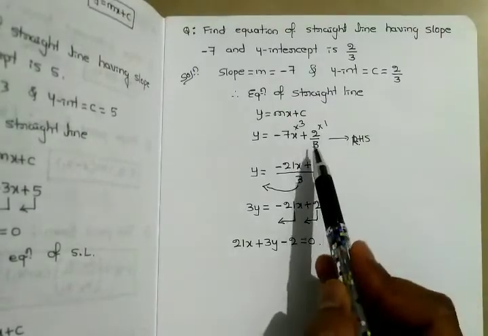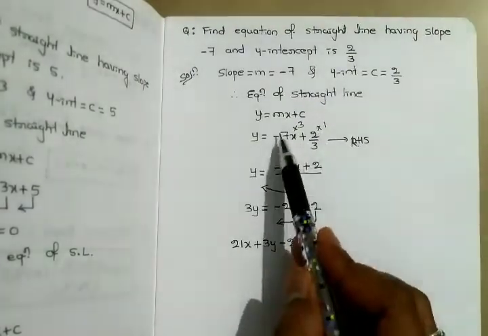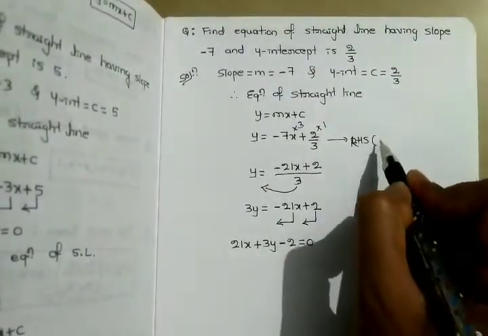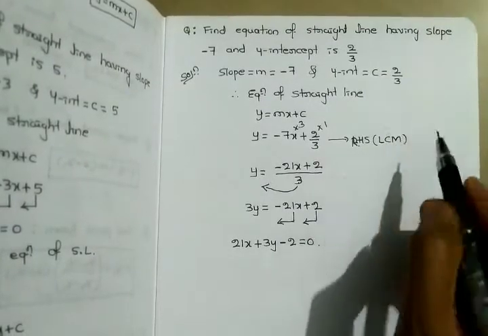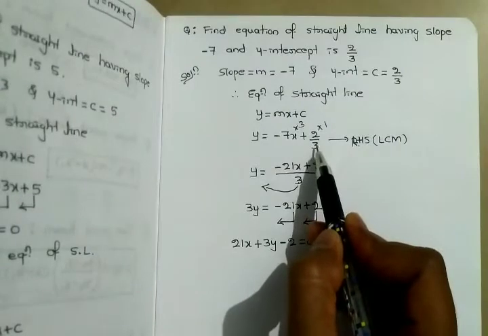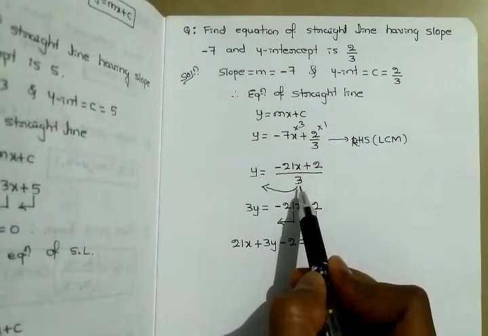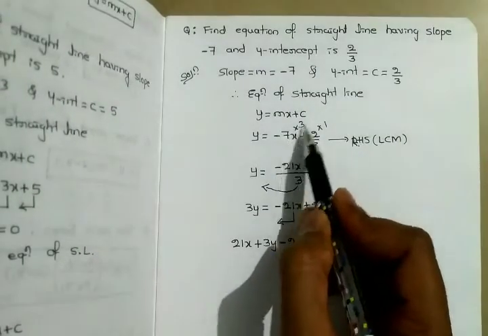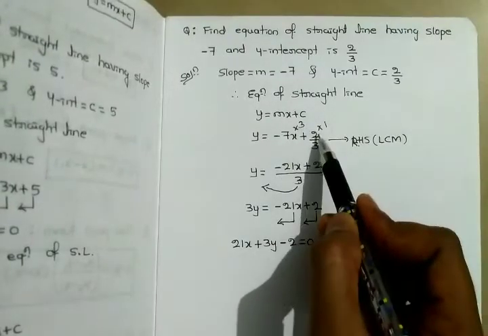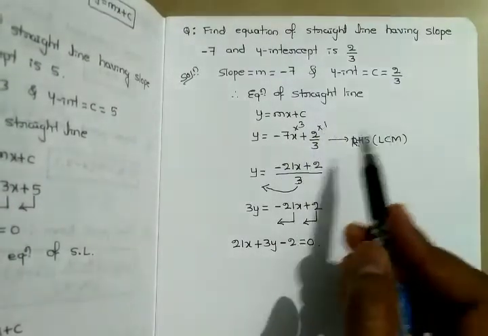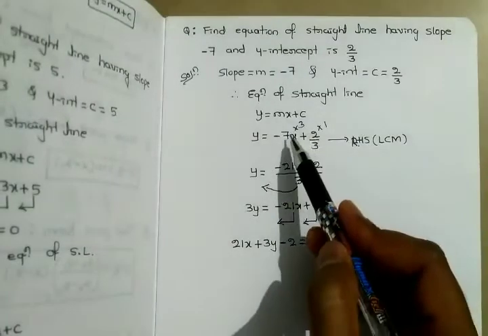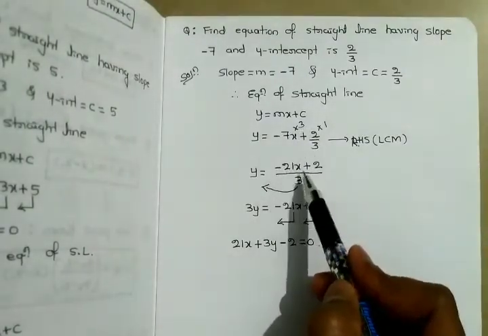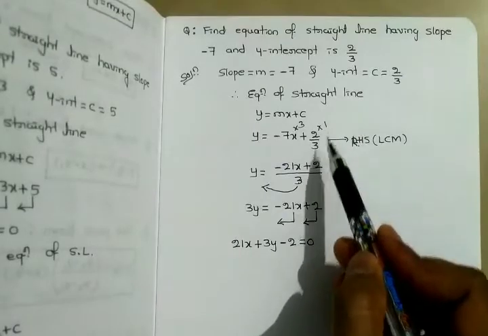So here, after substitution, on the right hand side you need to take the LCM. Here the denominator is 3, so 3 becomes the LCM. Multiply this value by 3 and the second value by 1. Next do the cross multiplication: 3 into y is 3y, minus 7 into 3 is minus 21x, 2 into 1 is 2.